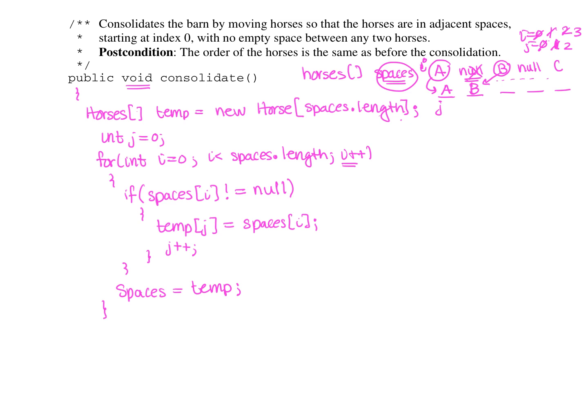So how was this graded? 1 point for traversing spaces without an out-of-bounds error. 1 for checking for the null reference. 1 for having 2 different indices, 1 for incrementing j, and 1 for the temp, changing it back and returning the correct thing.